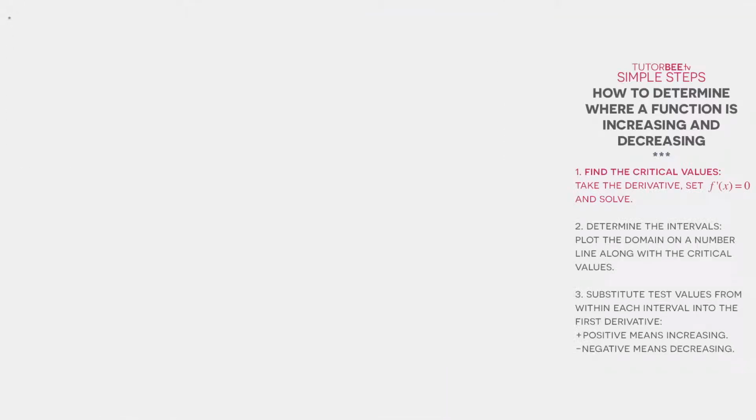Let's find the intervals of increasing and decreasing for the function h of x is equal to x times the square root of 2 minus x squared. We can see that first we've got to find the critical values, so we follow step 1, which means we take the derivative, set it equal to 0, and solve.